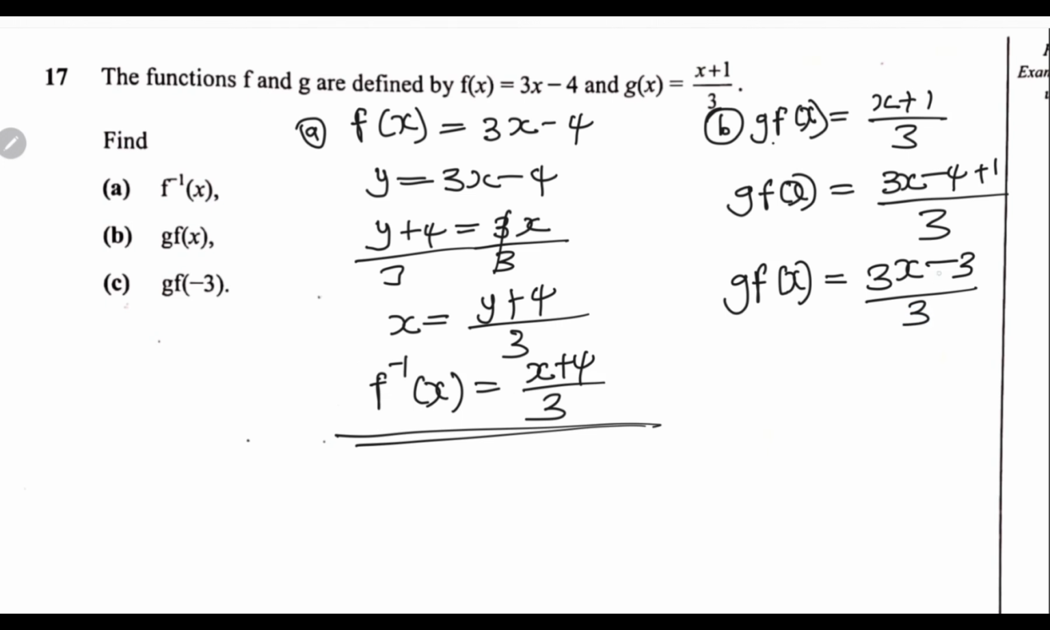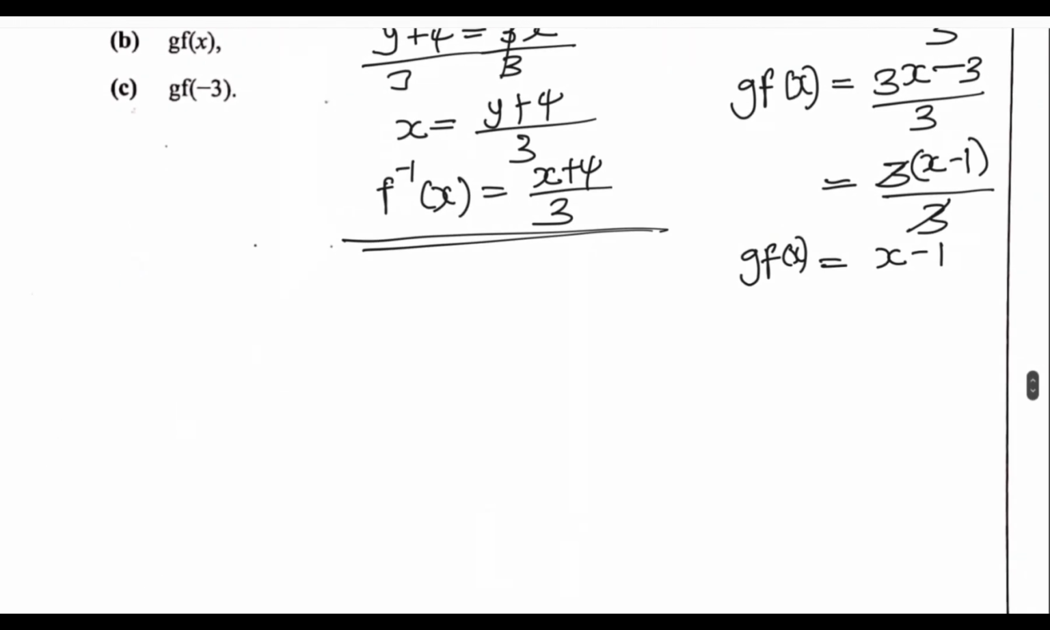Now you can see that the top part can be factorized. The 3 is common, so we can say 3 is common, then we remain with x minus 1 over 3, and the 3 and the 3 will cancel, then we are just going to say x minus 1. So our gf of x is equal to x minus 1.